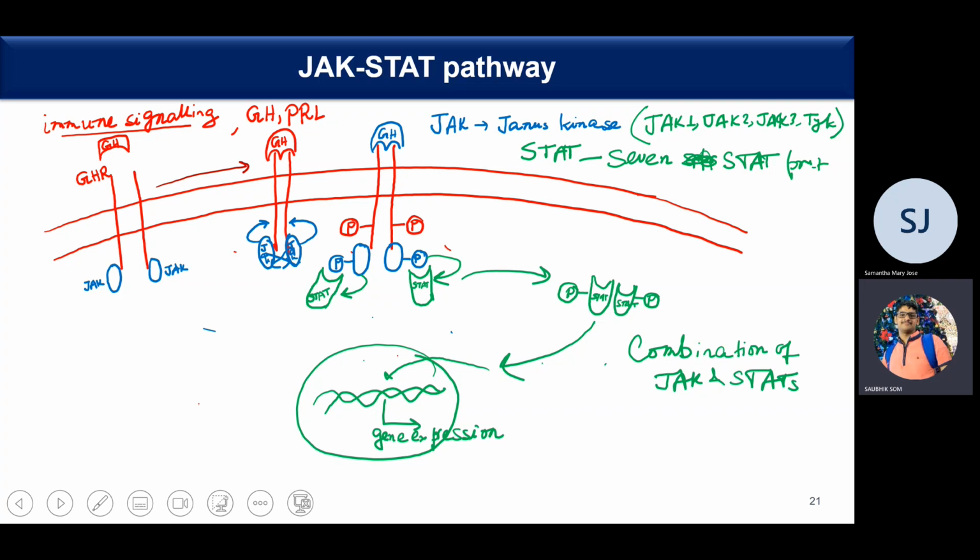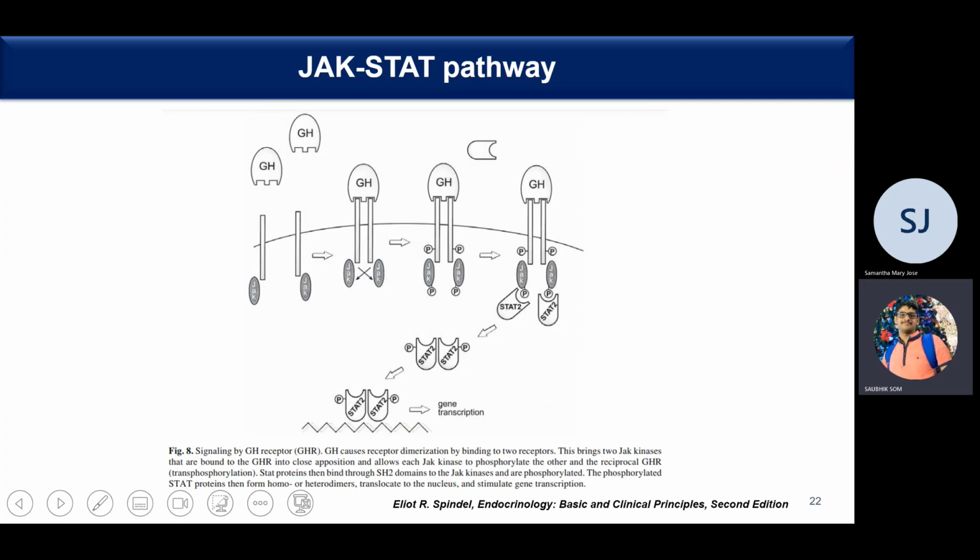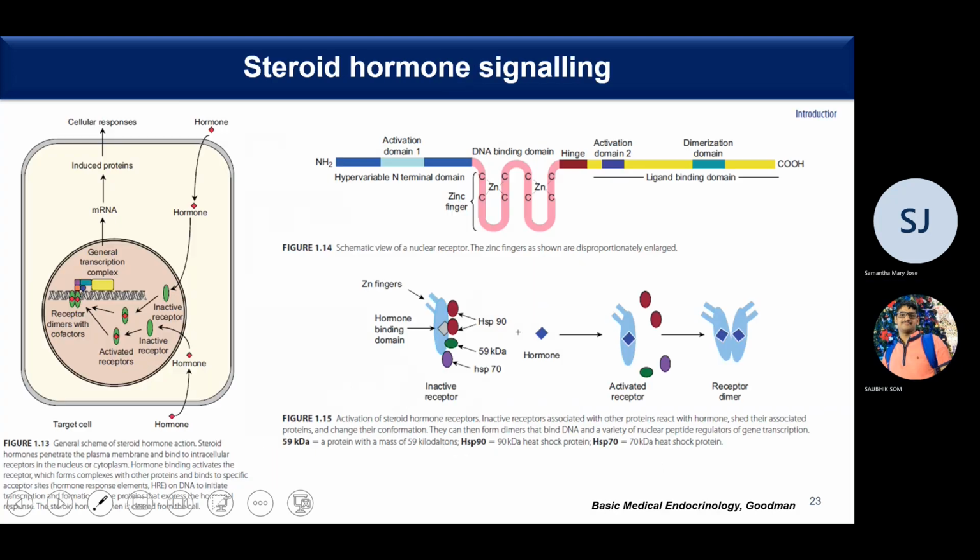So this is the Jak-STAT pathway, and I have just described it here. As you can see, the growth hormone is binding, and Jak proteins are cross-linking to each other, cross-phosphorylating as well as self-phosphorylating. Then they phosphorylate the STAT proteins, and the phosphorylated STAT proteins then go and bind and activate the gene transcription.